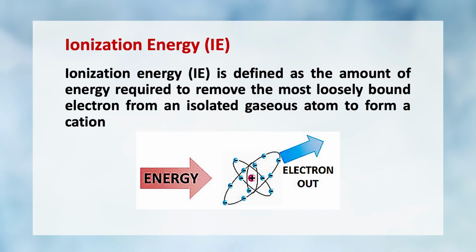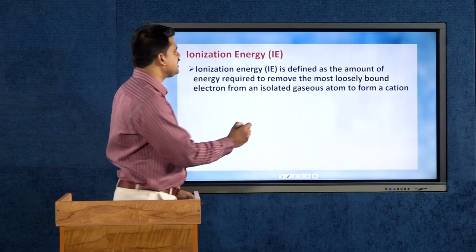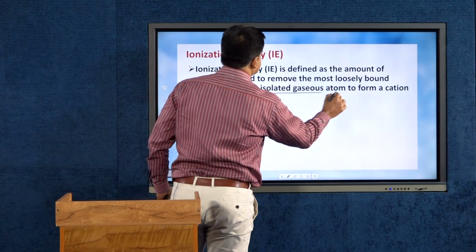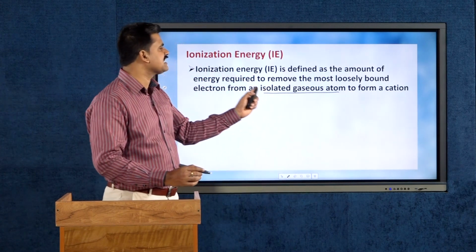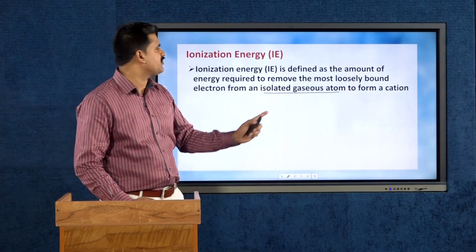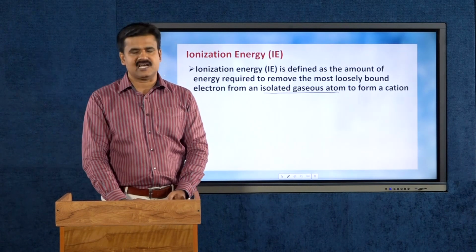Ionization energy or ionization enthalpy is defined as the amount of energy required to remove the most loosely bound electron from an isolated gaseous atom to form a cation. You have to keep this important point in your mind. That is, it is the energy required to remove an electron from an isolated gaseous atom.